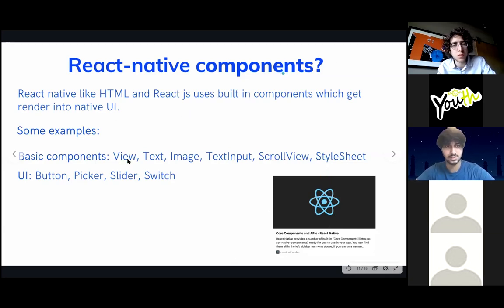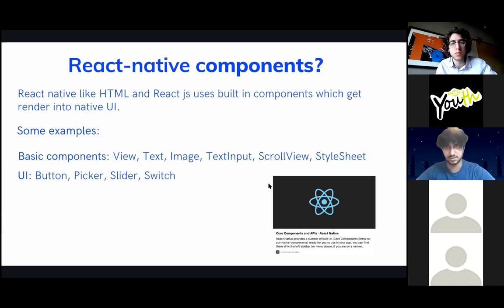Let's say view. View is basically a container for all the other components. As an example, this whole box is a view, right? Then text is the text component. Basically everything here is a text component. This is also a text component. An image is, as it might suggest, an image.